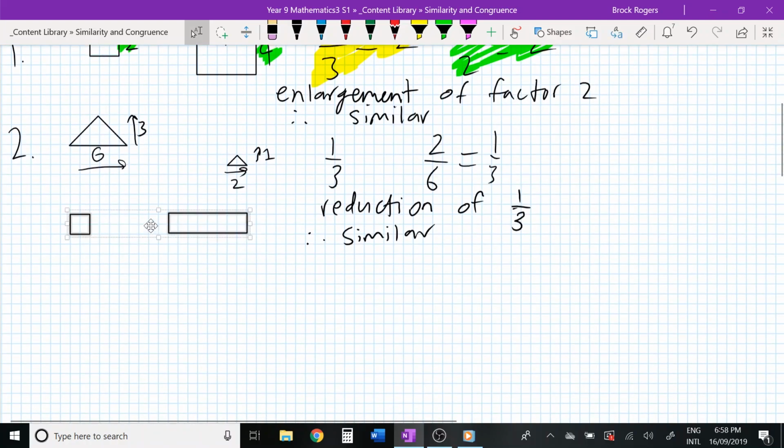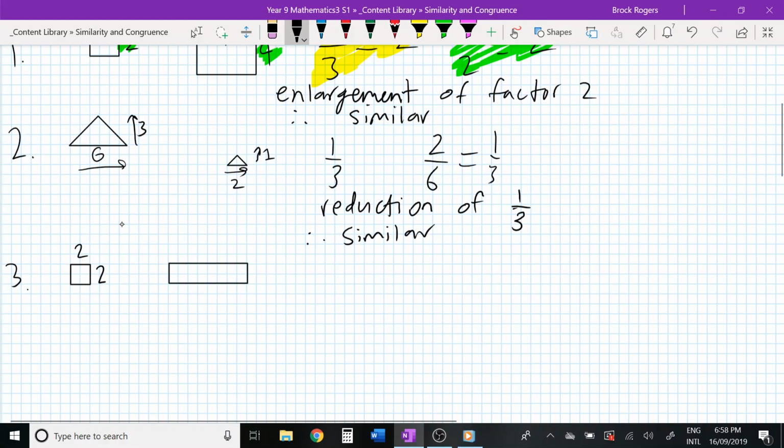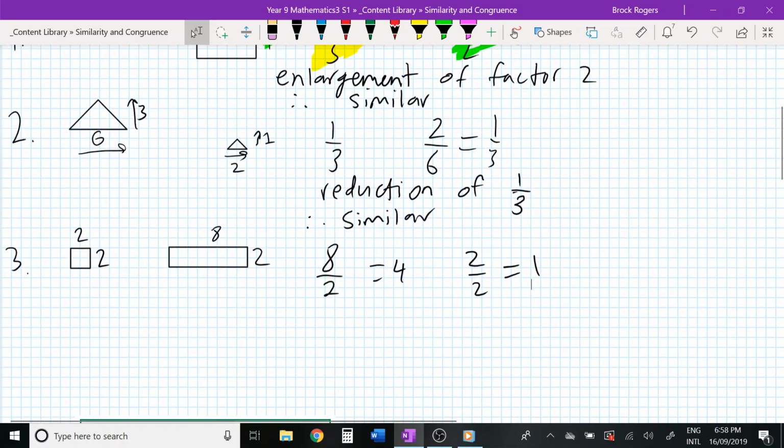Third example here, we've got a square and a rectangle. You can see here we've got two lengths of 2, and this one we've got 3, 6, 8, and a length of 2. If we find the ratios of those two sides, one side has had an enlargement of a factor 4 and the other has stayed the same. So that tells us that this shape is not similar.